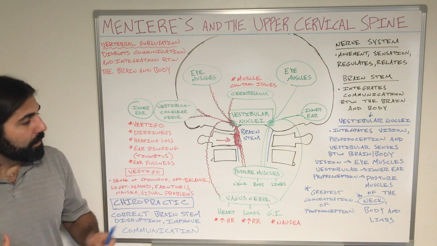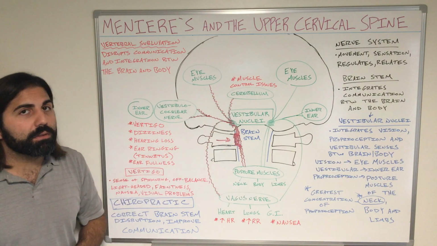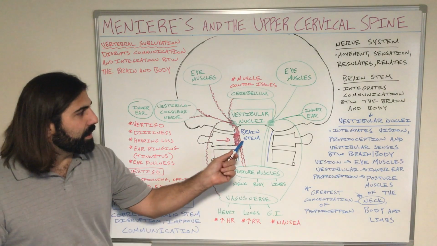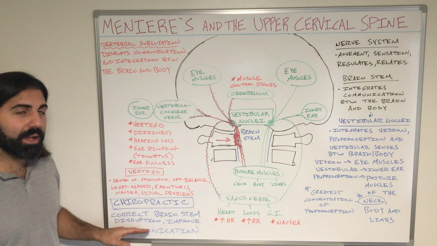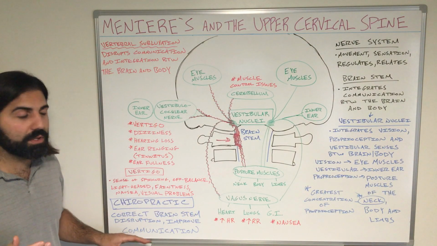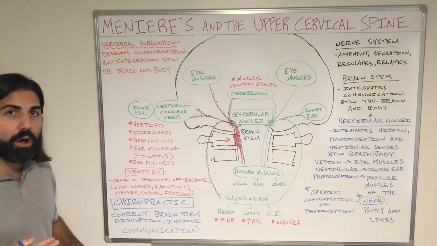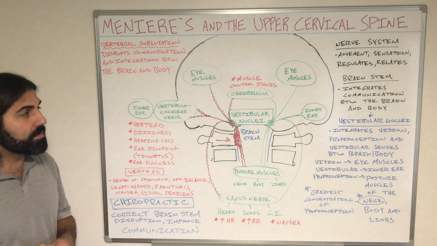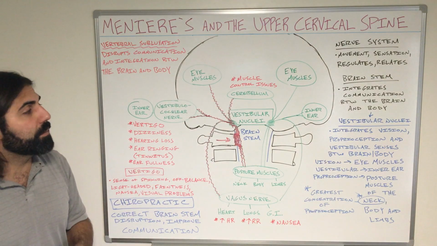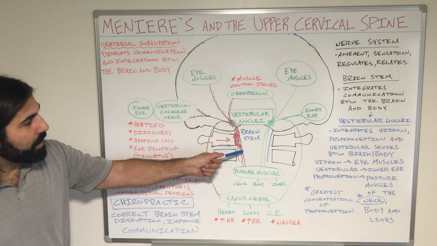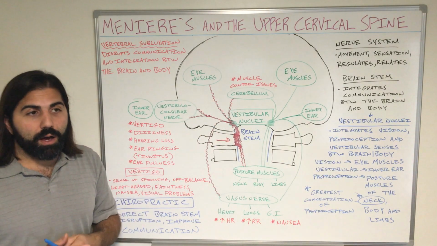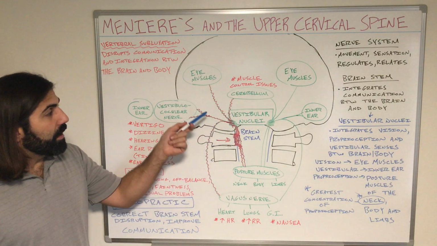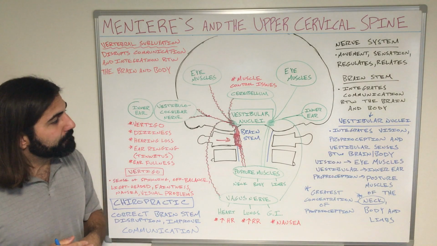So chiropractically, what we try to do is locate the vertebral subluxation happening in the upper cervical spine, and our main goal is to correct that brainstem disruption to help improve overall neurological communication between the brain above and the body below. Often when we help improve the integrity of the brainstem, we can see an overall better communication route between all these other aspects of our body.